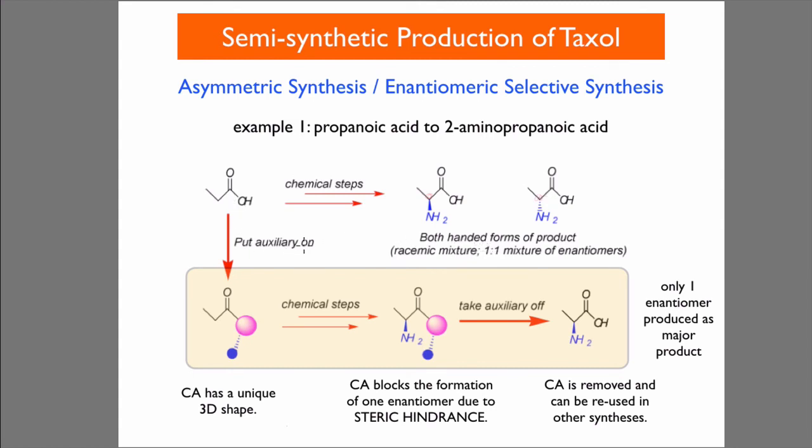But if you stick an auxiliary on, so you're replacing this group here with a large auxiliary molecule which has a unique 3D shape, then you do the chemical steps to attach the NH2. This here blocks the formation of one enantiomer due to steric hindrance, and then you can remove it and it can be reused in other syntheses. And so you're taking the auxiliary off and you're left with only one enantiomer produced as a major product. Very clever.